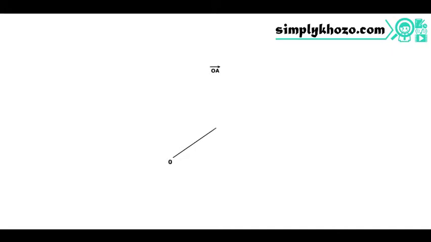While naming a ray, the initial point is mentioned first, as in ray OA. Here O is the initial point and A is another point on the ray OA. The ray starts from its initial point O and passes through A, extending indefinitely in the direction from O to A.